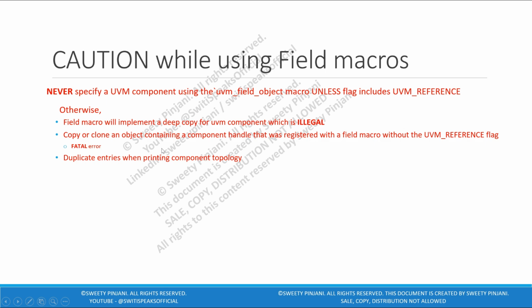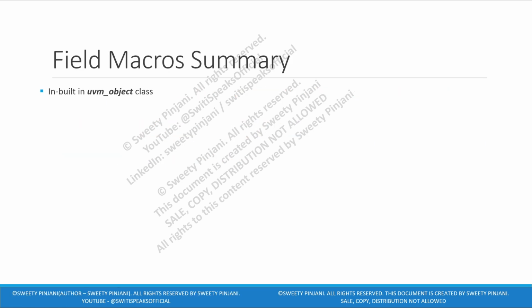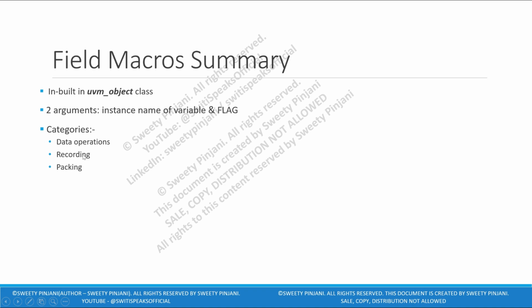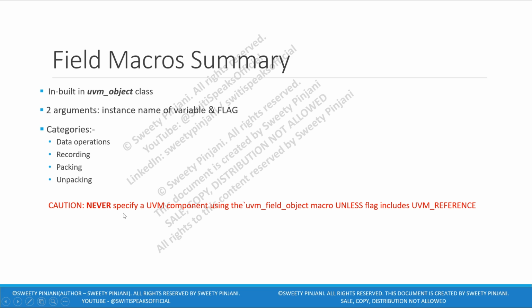Now we had learned a lot about field macros. Let's revise what we learned. We had seen that field macros, which is UVM field, is inbuilt in UVM object class. It takes two arguments: the instance name of the variable and the flag. There are various categories of field macros. You can have the field macros for performing data operations, recording, packing, and unpacking. And there is one caution: you should never ever specify a UVM component using UVM field object macro unless the flag includes UVM reference.